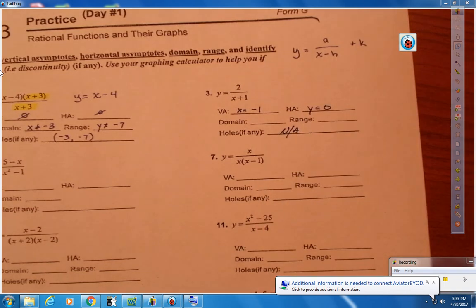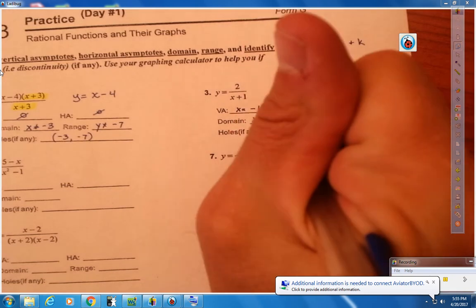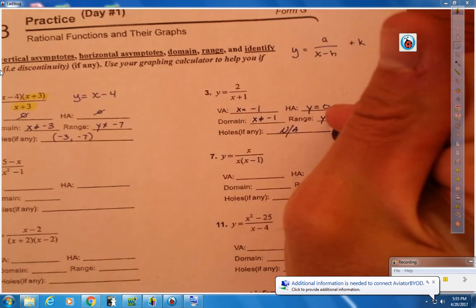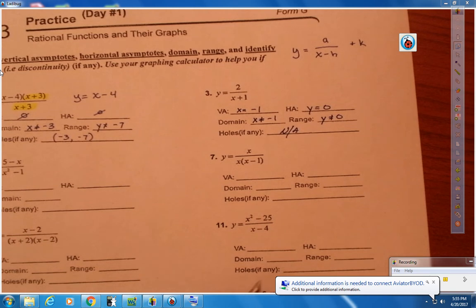Remember, because it's plus k. Our domain, x cannot equal negative 1, and our range, y cannot equal 0. All right? That one was pretty easy. We're done with that. That was the same as yesterday. Okay? Number 5, we're not so lucky.